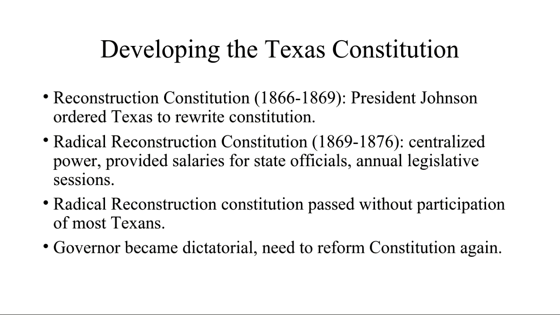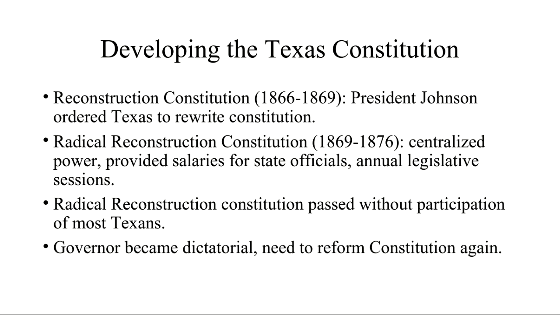But what showed that the Constitution had to be reformed yet again was the fact that, first of all, most of the Texans didn't get to participate in it, so that's not a good sign for a Constitution. And second, that the governor was essentially a dictator. He had a tremendous amount of power. He had the ability to essentially do whatever he wanted.